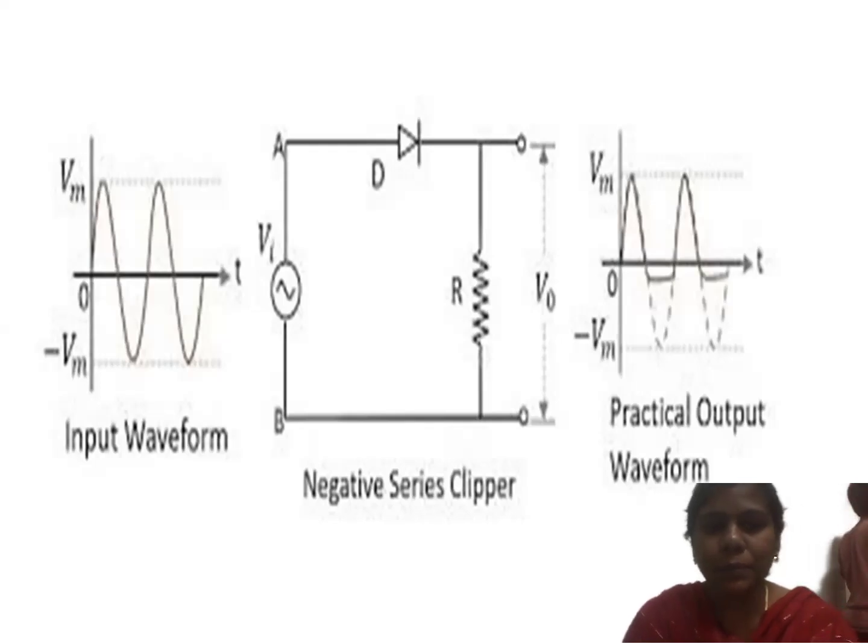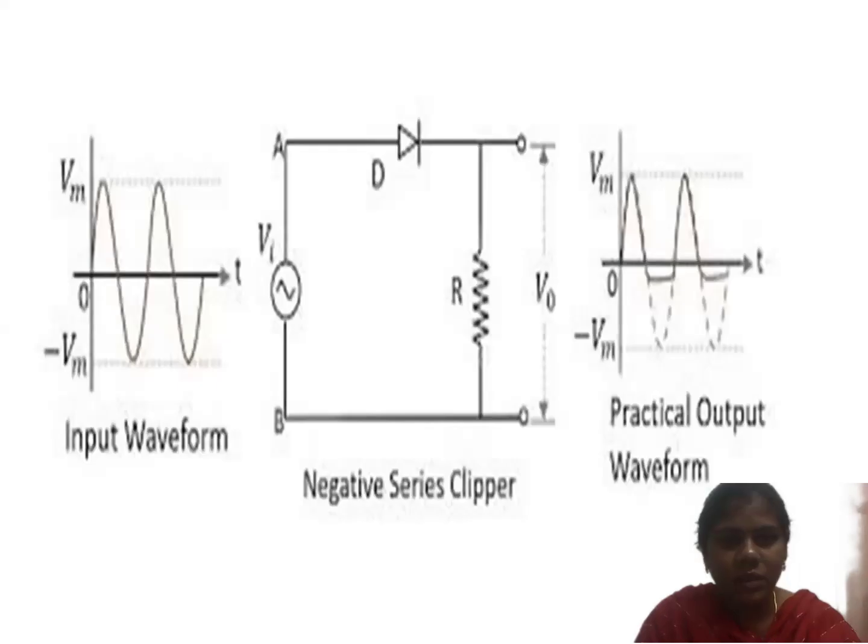So these are a few examples of the clippers. The next class is going to continue with clippers with biased voltages.